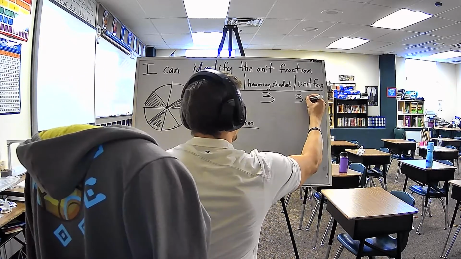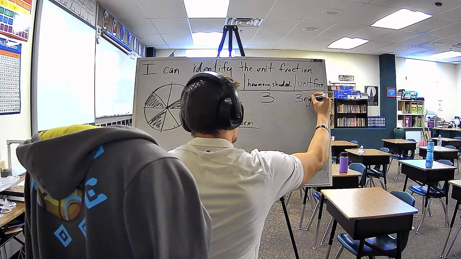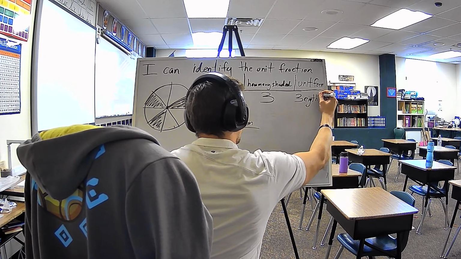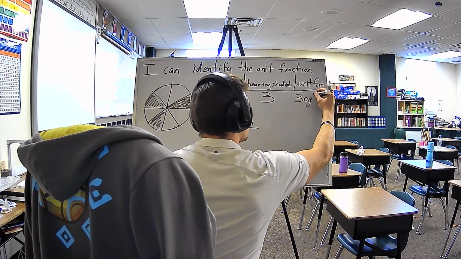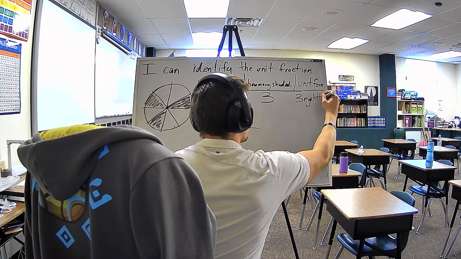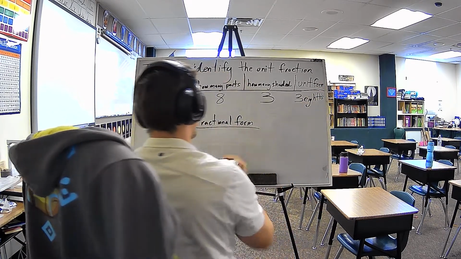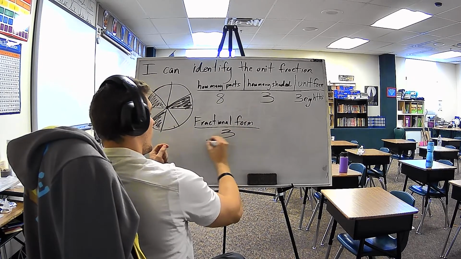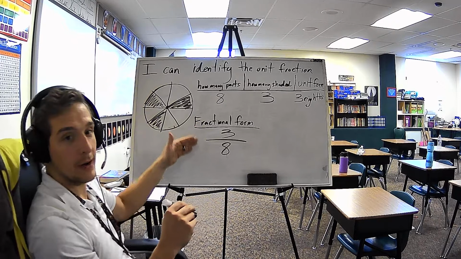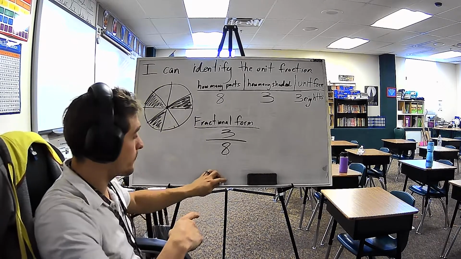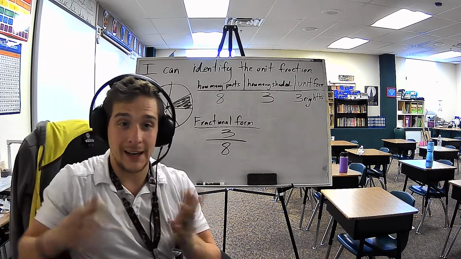So 3 eighths. Oops. My goodness, whenever I spell eighths, I always make a major mistake in it. There you go. 3 eighths, and then 3 over 8. Because you have 3 of how many? 8. So it's kind of like the full idea of this lesson here.